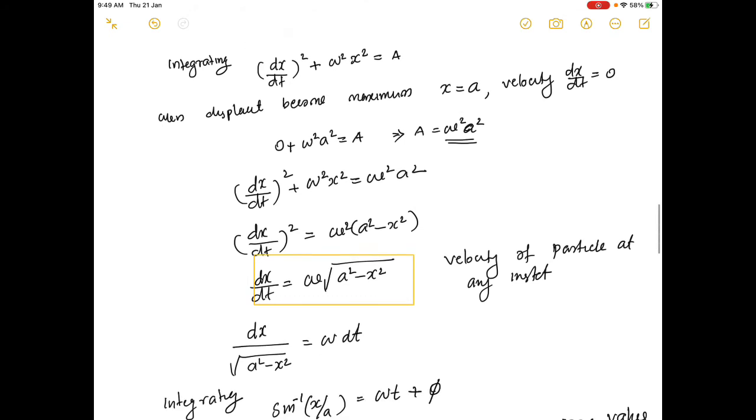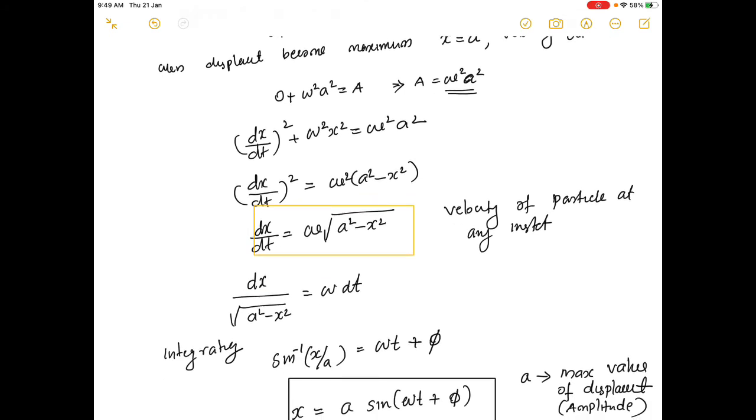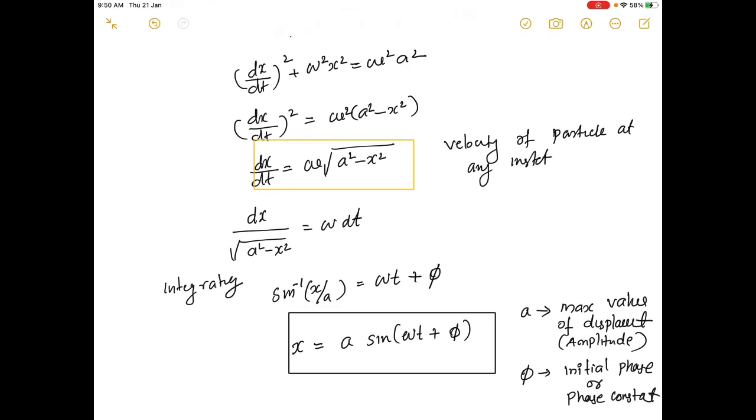I am going to integrate once more, and for that I take the variable separable form. All x terms on the left-hand side: dx by root of a square minus x square equals omega dt. Integrating, it becomes a sine inverse form. So sine inverse of x by a is equal to omega t plus phi. So the expression is x equals a sine (omega t plus phi). This is the expression for the displacement of a simple harmonic motion, where x is the displacement at any instant t, a is the amplitude, the maximum value of displacement, and the second integration constant phi is nothing but the phase constant or initial phase. So this is the expression for the displacement of the particle at any instant.